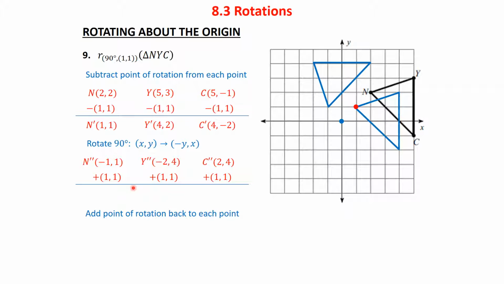And so here, -1 plus 1 will give me 0. 1 plus 1 will give me 2. -2 plus 1 will give me -1. 4 plus 1 will give me 5. 2 plus 1 will give me 3. And 4 plus 1 will give me 5. And so here are my final points. And when we graph that triangle, you see my final solution here in red, and this is my rotated triangle fixed about the point 1, 1.